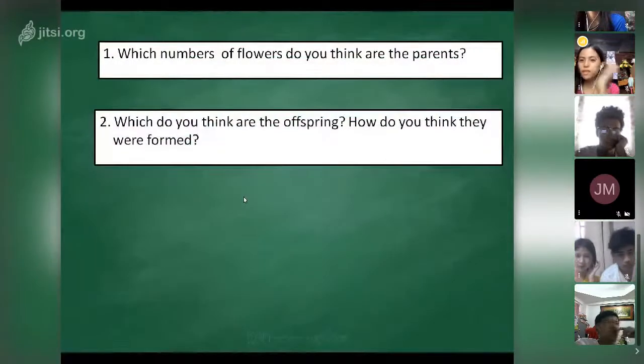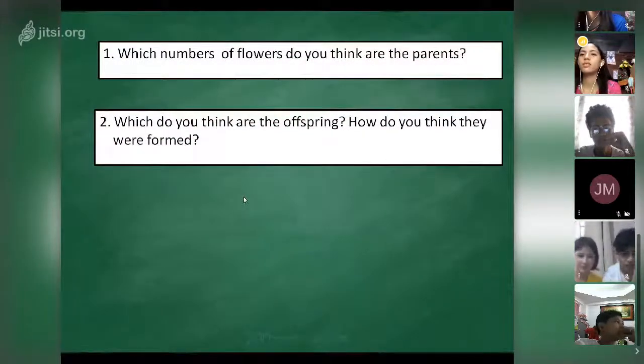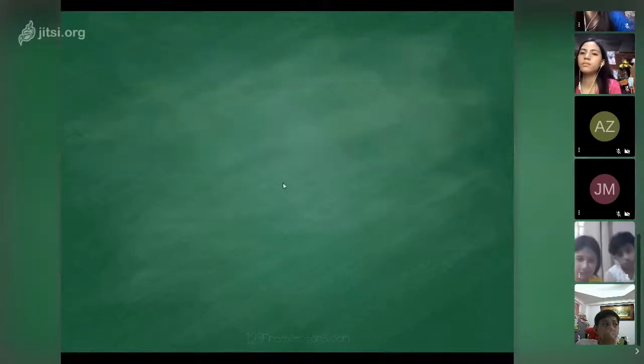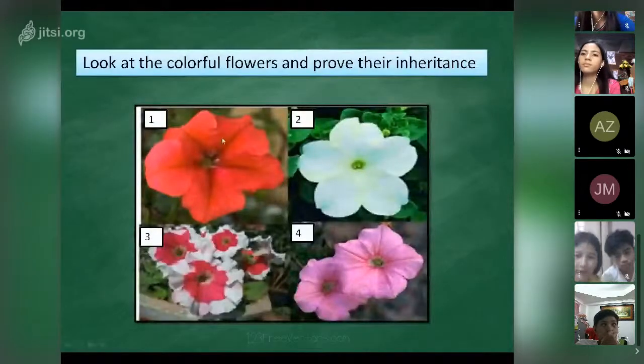Which do you think are the offspring, or the children? How do you think they were formed? You have their mother and father and the two children, or the two offspring. Who do you think, class? Which are their children? Two.